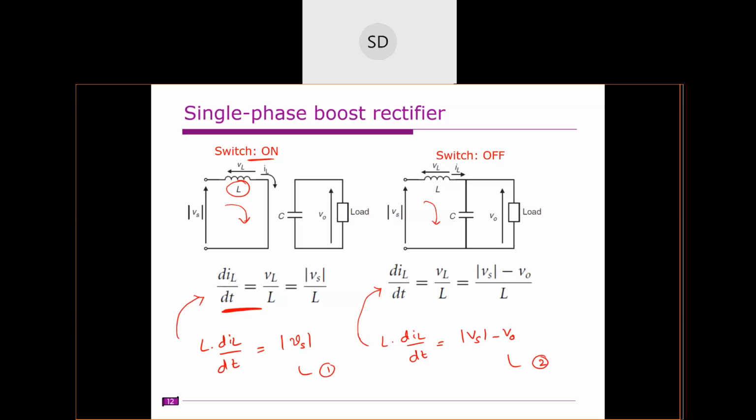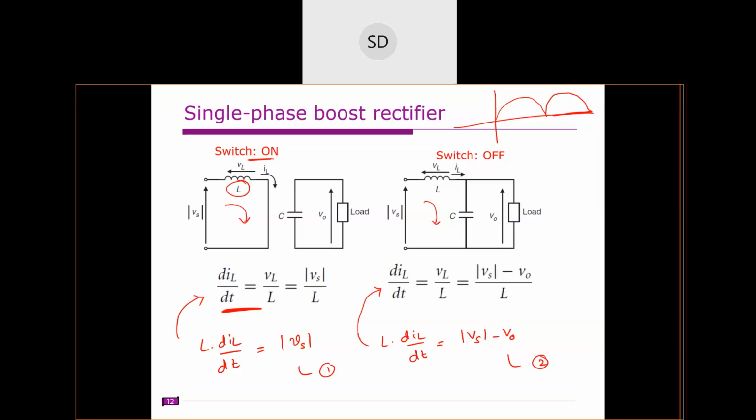Right. Now our objective is to control the inductor current. Somehow we need to shape the inductor current into this rectified form, so that the source current will be sinusoidal, right? That means we need to control the inductor current.